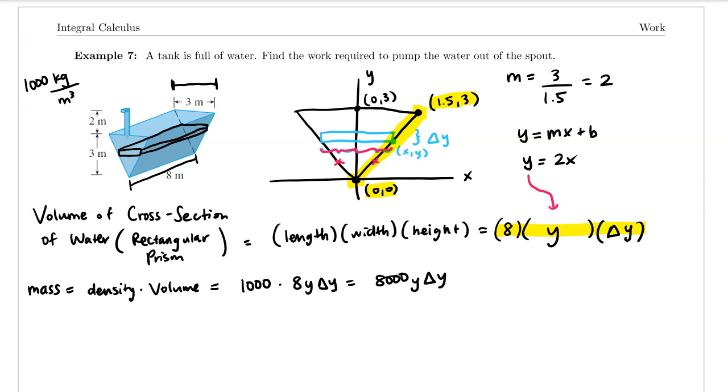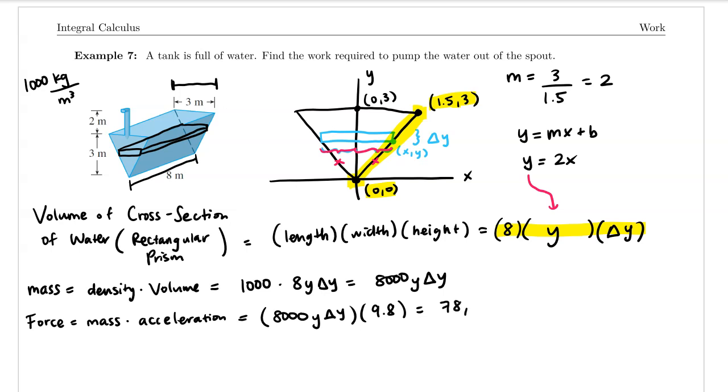So why were we searching for mass? Well, we know that force is equal to mass times acceleration. So I can take the expression that we just found, 8,000 y times delta y, and multiply that by acceleration due to gravity, which is 9.8 meters per second squared. If I multiply those together, that gives me 78,400 y times delta y.